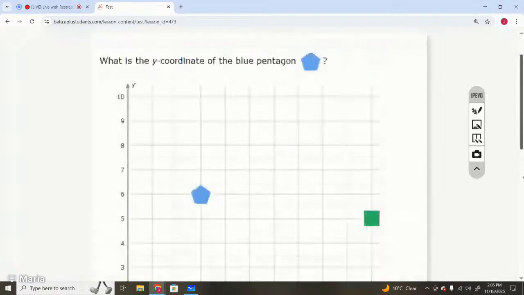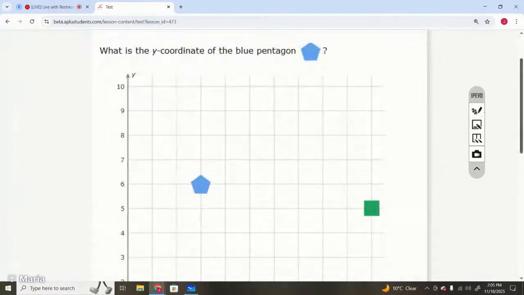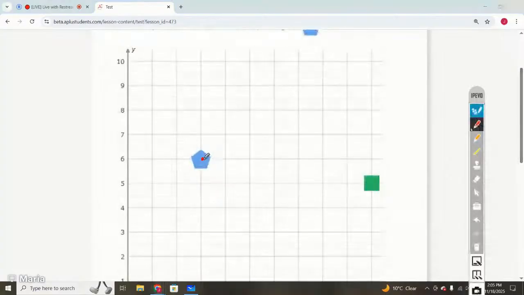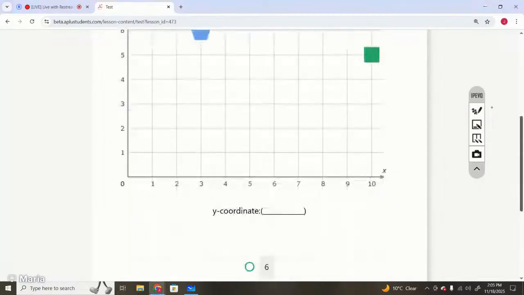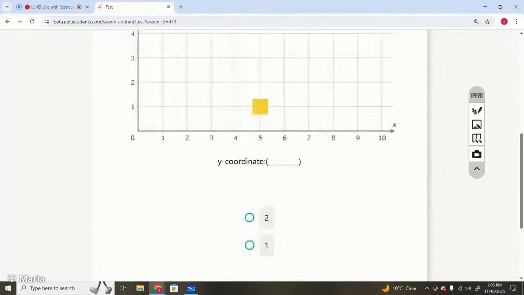What is the y coordinate of the blue pentagon? Here is the blue pentagon. Just match it to the y axis. So the y coordinate of the pentagon is 6. The correct option is 6. Option number 1 is the correct option.